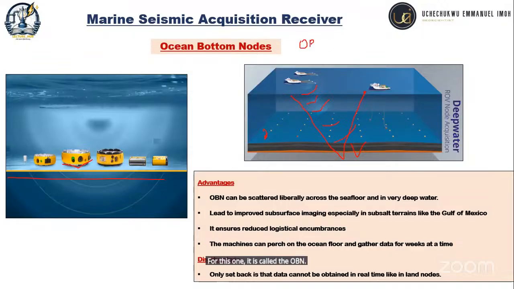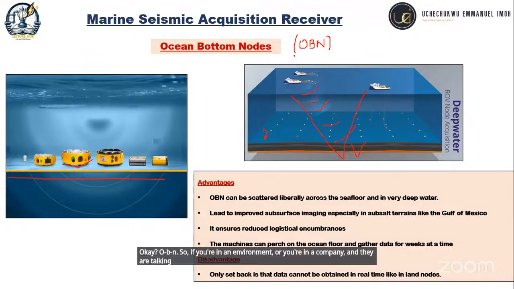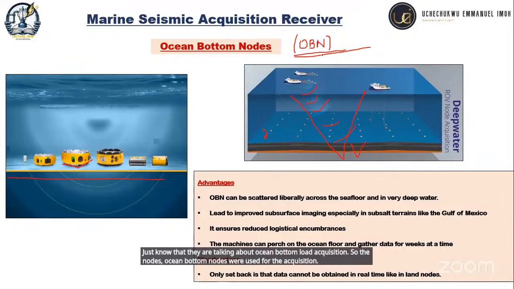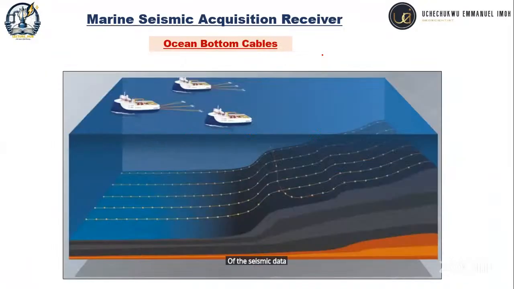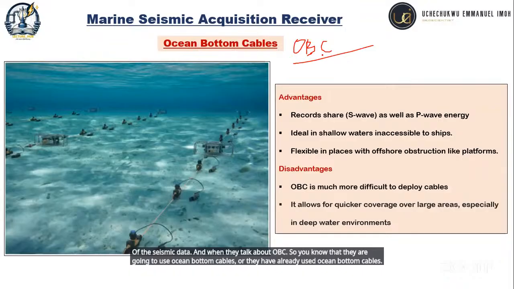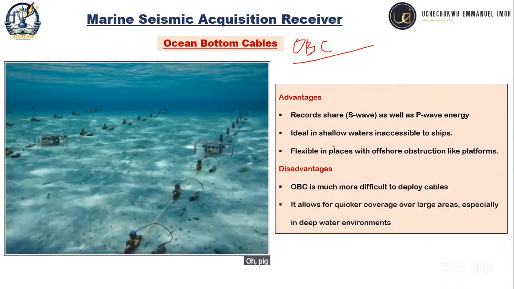And for this one, it is called the OBN acquisition. Okay, OBN. So if you're in an environment or you're in a company and they are talking about their data sets and they are talking about OBN, just know that they are talking about ocean bottom nodes acquisition. So the ocean bottom nodes were used for the acquisition of the seismic data. And when they talk about OBC, you know that they are going to use ocean bottom cables or they have already used ocean bottom cables. Okay.